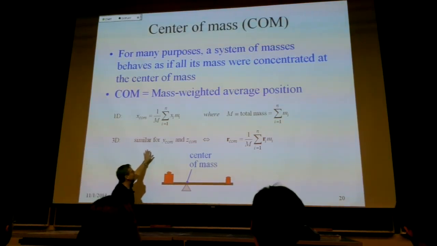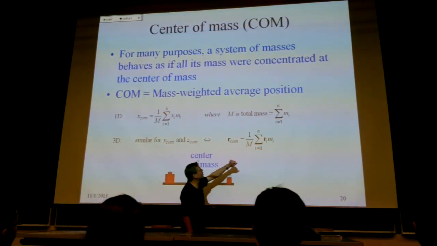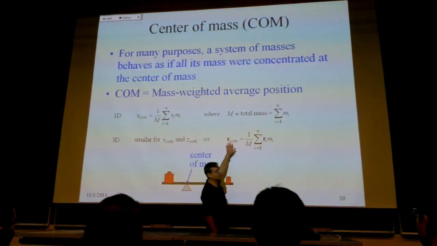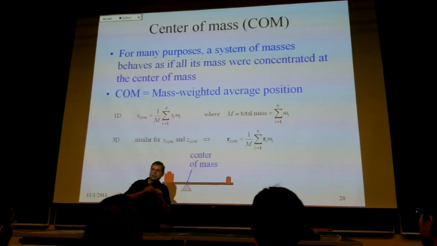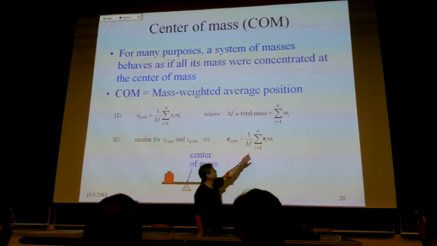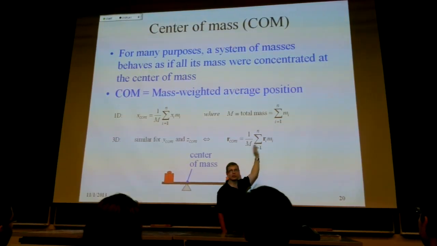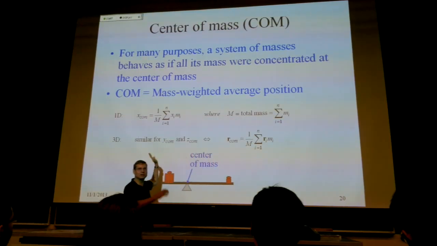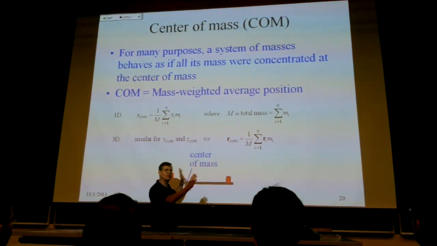And for 3D, it's similar for y and z, which means we can write this as a vector equation. The left-hand side is a vector. The r center of mass is a position vector. It's got 3 components, x, y, and z. Every position of every particle is also a vector. So this is a vector equation, which is different than a number equation. A number equation has a number on both sides. A vector equation has a vector on both sides.